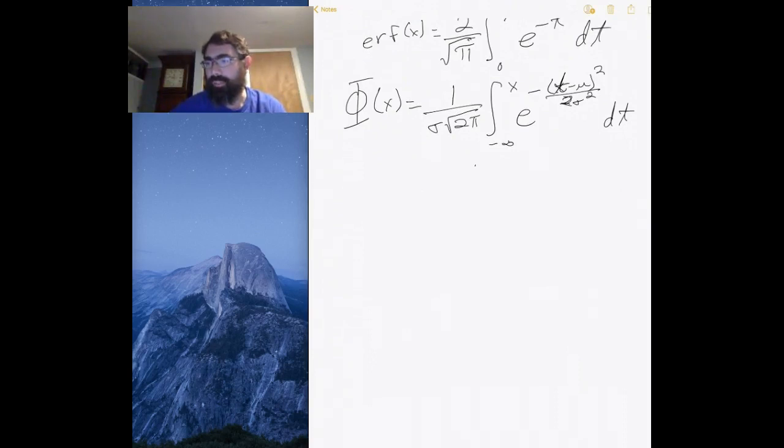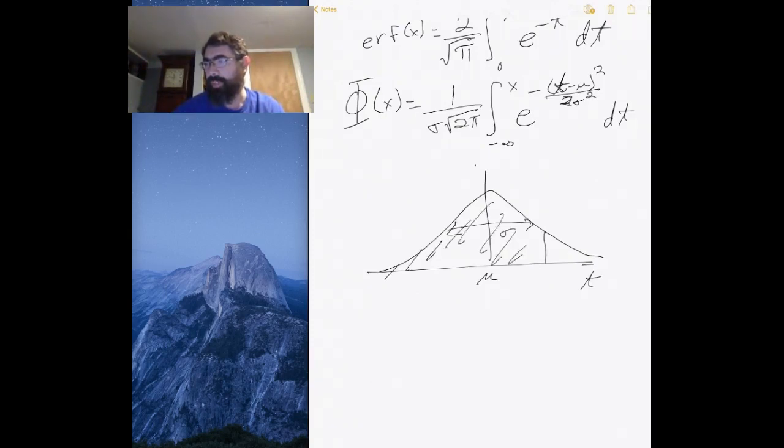Well, what it means is that if I have a Gaussian like this with a mean of mu and a sigma as the width, and this is t, and so if I integrate from minus infinity up to a value of x, then what I'm asking is basically what's the probability underneath the distribution from everything from minus infinity all the way to some value x.